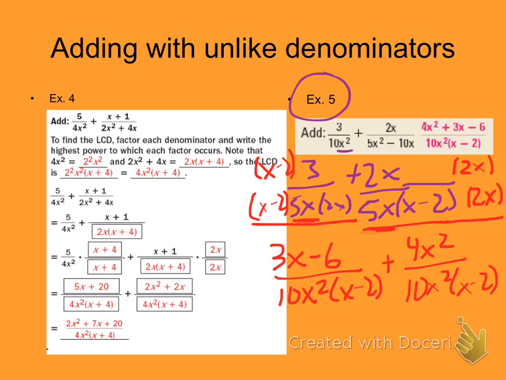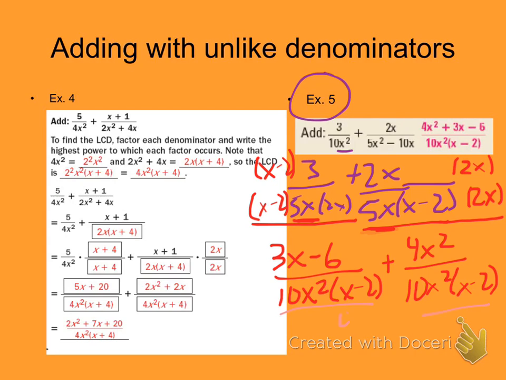So I multiplied the two top pieces, so this is going to be 3x minus 6 over here on the left, and this one's going to be 4x squared. Now on the bottom, you just bring the terms together, but go ahead and leave them in factored form because you're going to need that eventually. Now I have the same denominators here. Okay, so these two are the same, so now I'm going to add the tops.